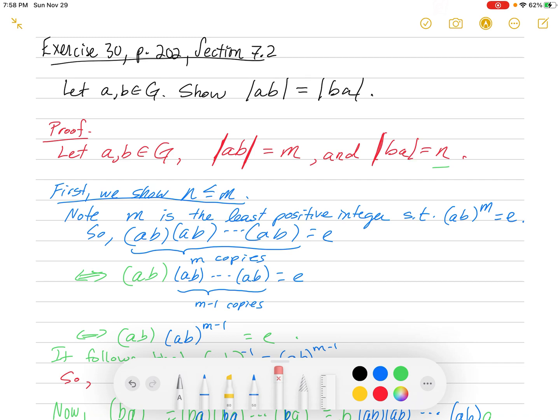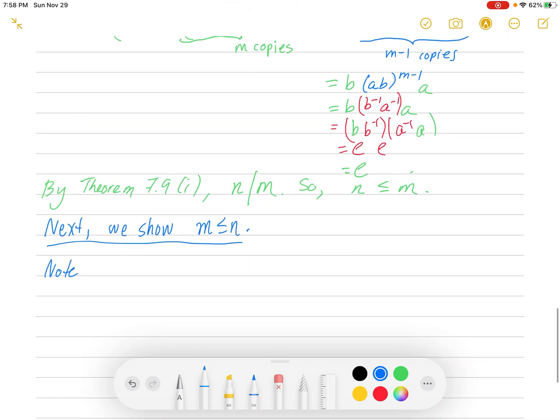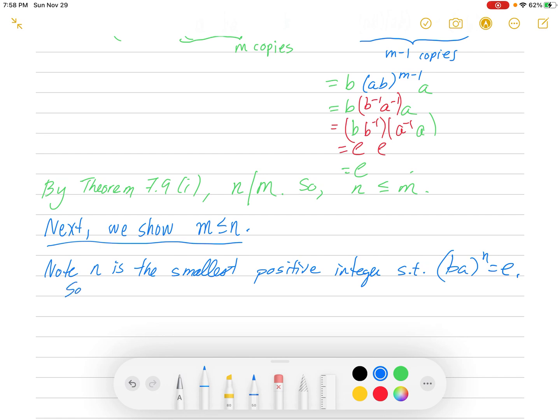So we're going to start here with the definition of the order. There we go. So we're going to start with the definition of this time. Last time we started with the definition of this. Now we're starting with the definition of order of BA equals n. So note n is the smallest positive integer such that BA raised to the n power equals e.